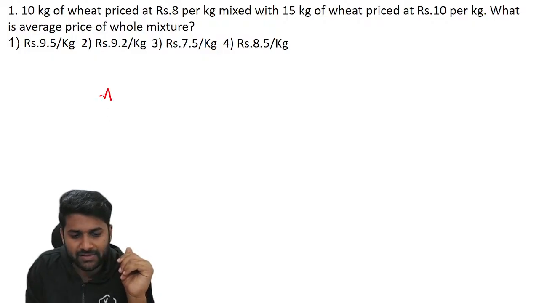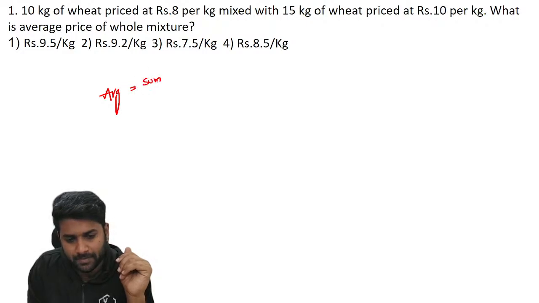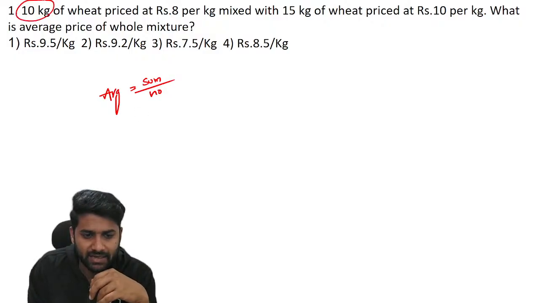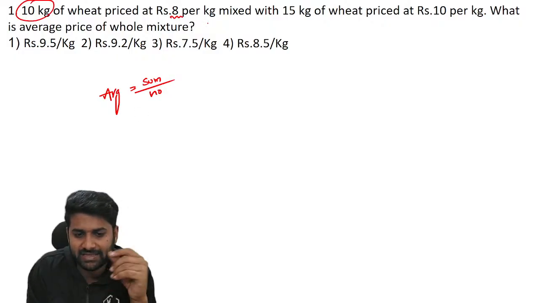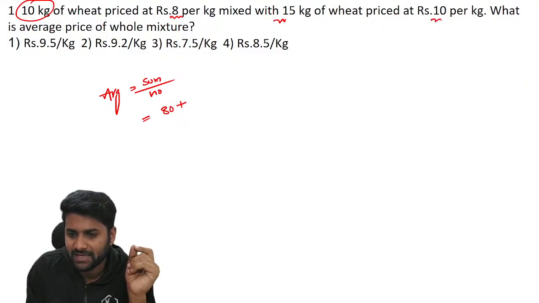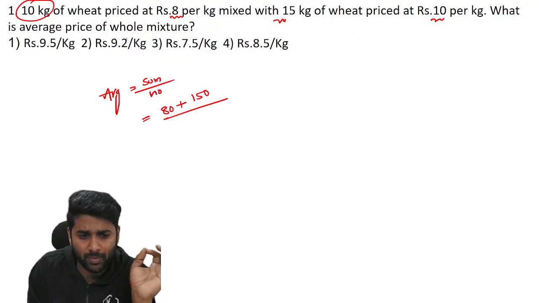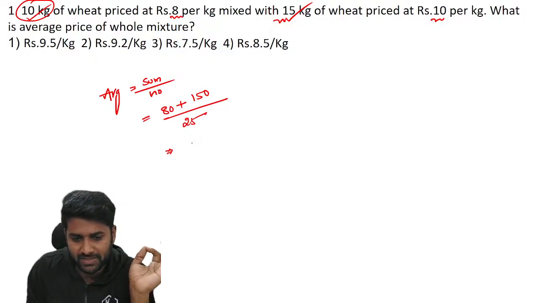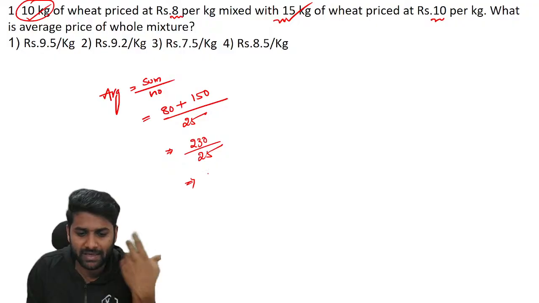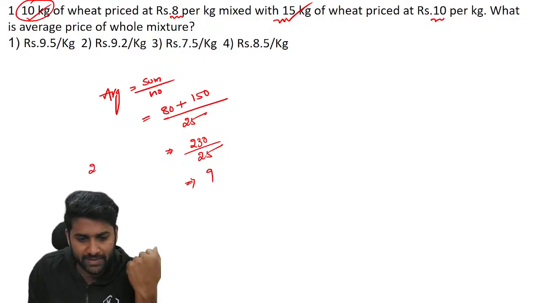If you go for the average concept, average is the sum of observations divided by the number of observations. For 10 kg, they clearly mention each kg is 8, so definitely the total value is 80. And 15 kg, each is 10, so the total value is 150, divided by the total quantity. How many quantities are there? 10 plus 15 is 25. Further simplification: the numerator is 230 divided by 25. Now let's go for the further simplification. 25 multiplied by 9 is 225.